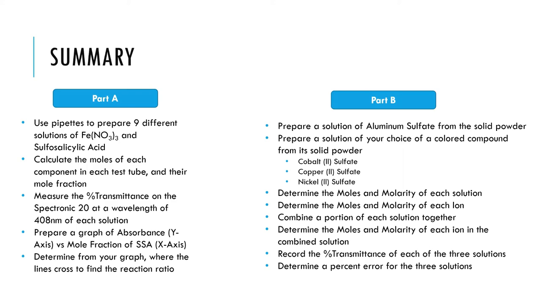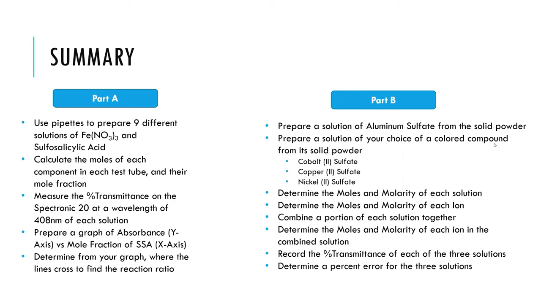You can then prepare a graph of the absorbance on the y-axis and the mole fraction of SSA on the x-axis. And where the two lines intersect, that is the mole fraction of the final product. And you can use those mole fractions to determine what is the empirical formula of the final product of iron 3+ and sulfosalicylic acid.